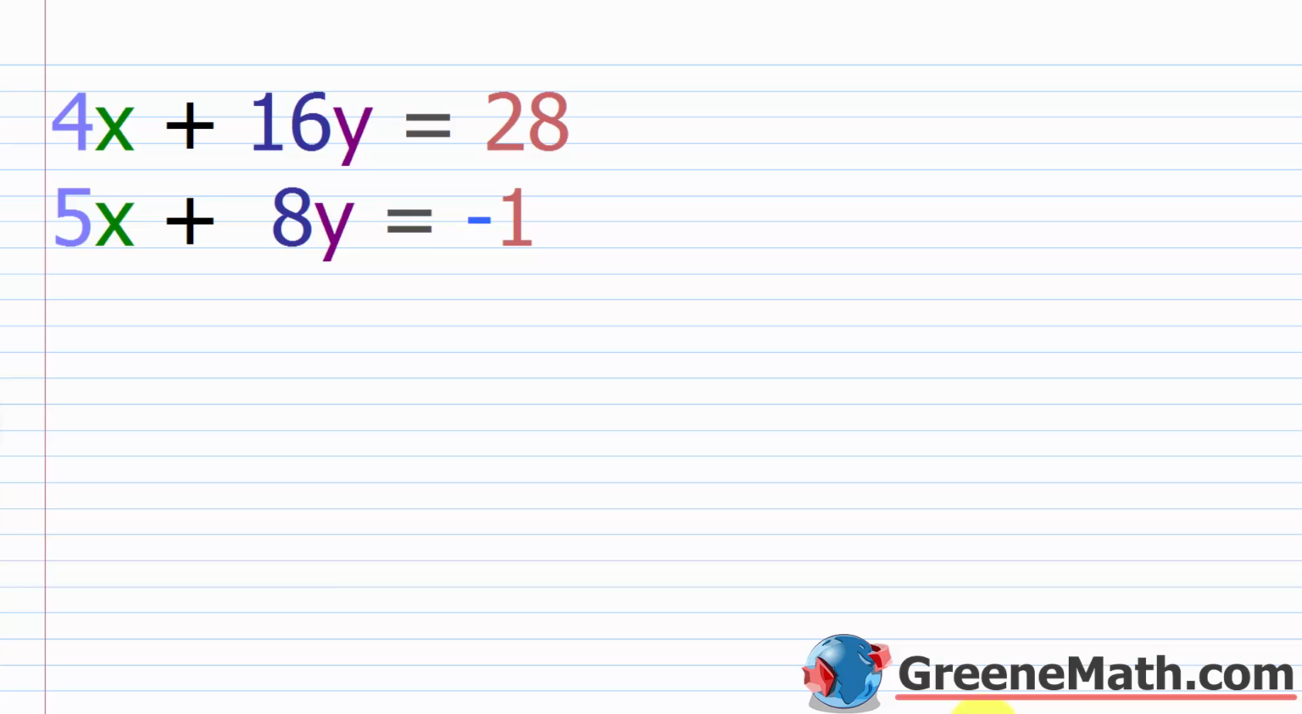So to begin, I'm just going to revisit this first system using the elimination method, and then we're going to go into the matrix method from there. I'm going to start out with 4x plus 16y equals 28, and 5x plus 8y equals -1. Once again, I'm going to label this as equation 1, and this is equation 2.